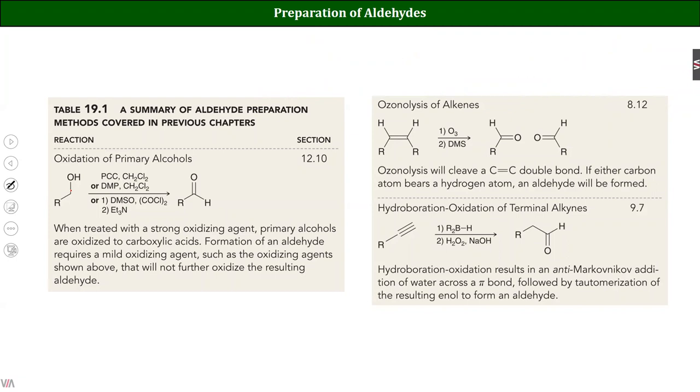Ozonolysis is another way of making aldehydes. If you have a disubstituted alkene, you can put it through ozonolysis and get aldehydes. That's a little bit more limited because you have to have something that you can break down into your desired aldehyde. So it's a little bit trickier to use that to make an aldehyde, but it is certainly possible.